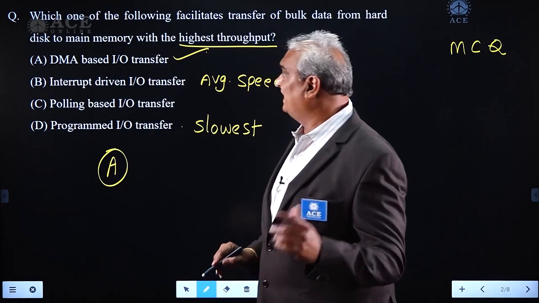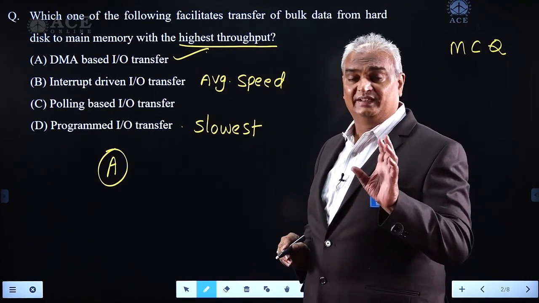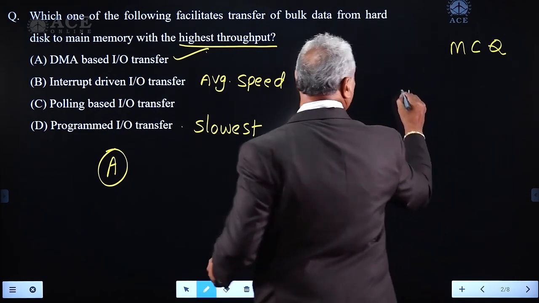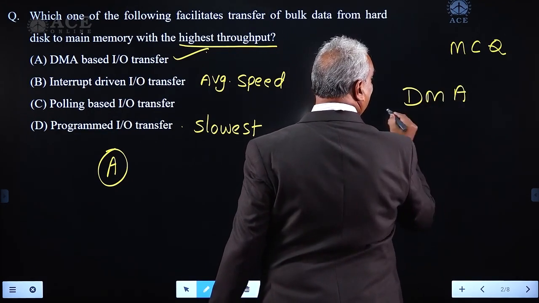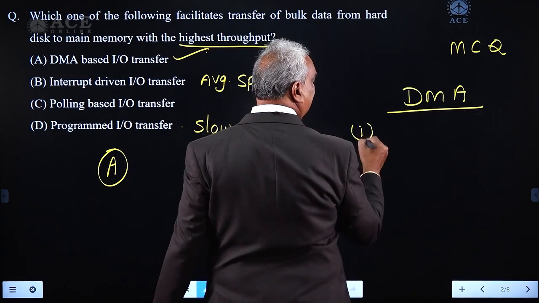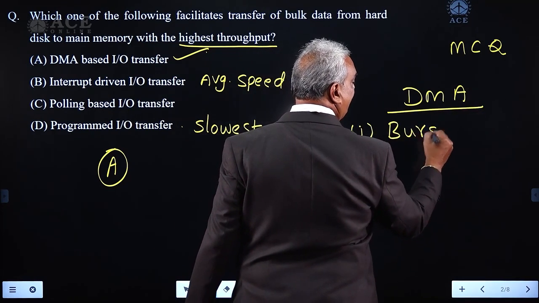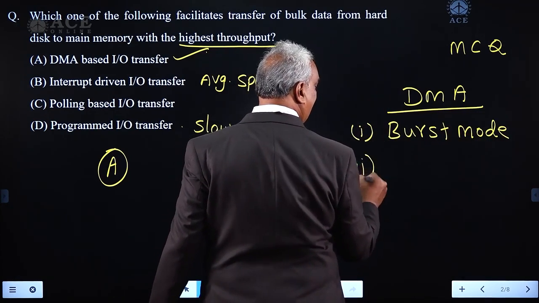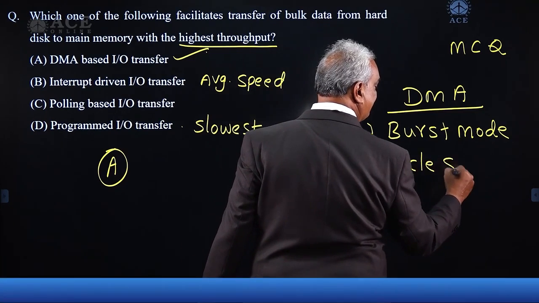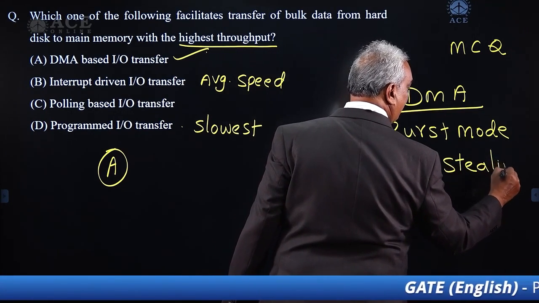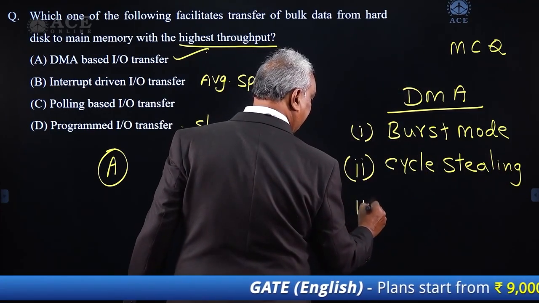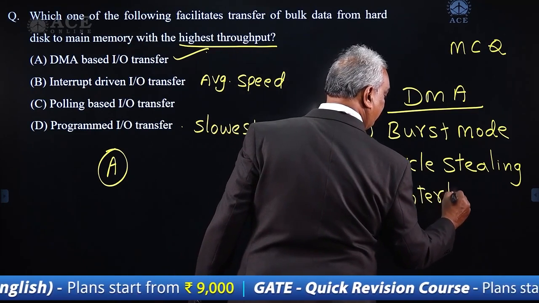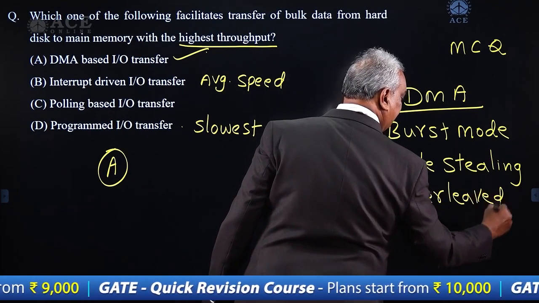In DMA based IO, there are 3 methods to transfer the data. What about first one? Burst mode, also known as continuous DMA. Second one, cycle stealing. Third one, interleaved DMA.